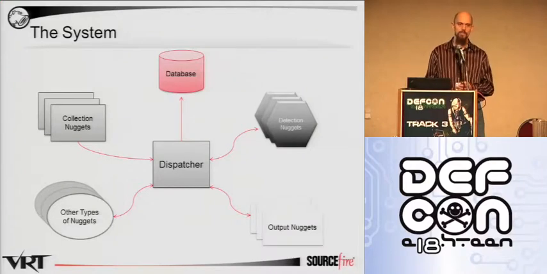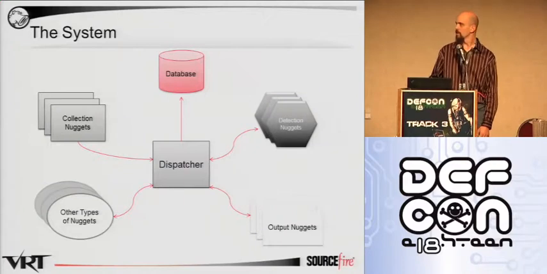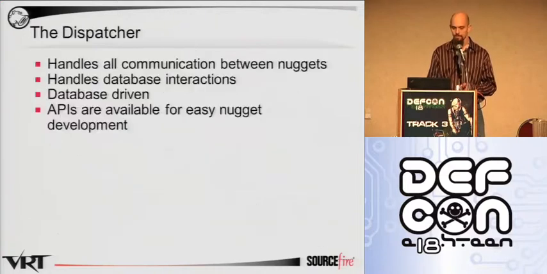The primary nuggets that we'll talk about that are developed today are the collection nuggets, which will gather data, the database, which will store all the information, detection nuggets, which will process that data, and we'll have output nuggets that do the alerting, and also other types of nuggets that we'll talk about.